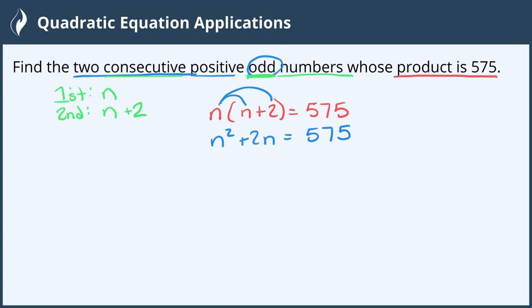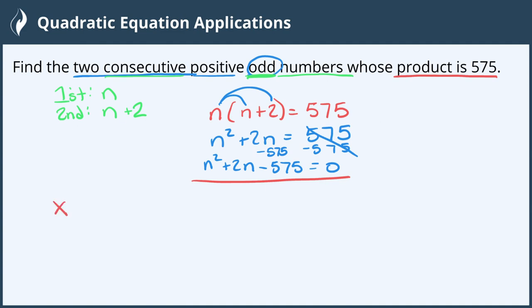If we move the 575 to the left side of the equation, we get n squared plus 2n, subtract 575 from both sides, gives us minus 575 equals 0. Now we have a quadratic equation in standard form. We have a couple of different ways to solve these. The first one is to factor, and the second is to use the quadratic formula. Since 575 is kind of a large number, let's go ahead and use the quadratic formula.